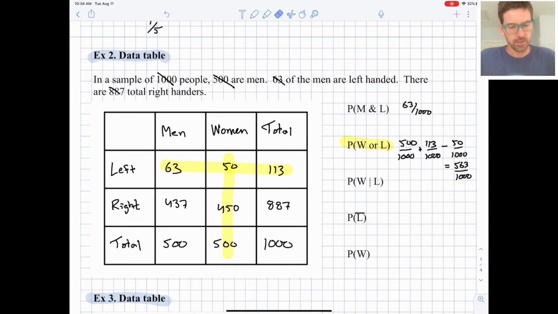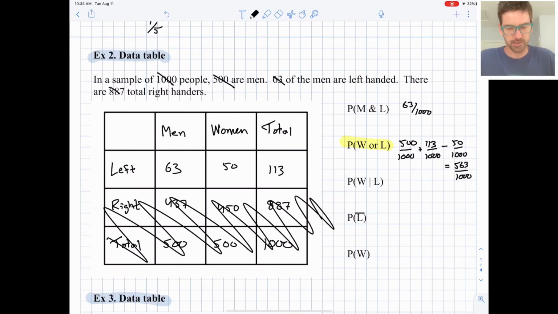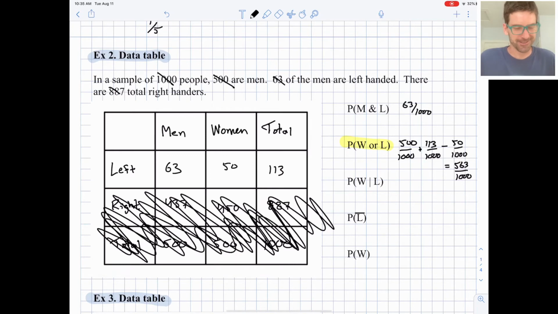Probability of women given left-handed. Okay, so I'm going to try to highlight this in a particular way. We know that we're dealing with left-handers, so we don't need to deal with any of these numbers. I'm going to cross them off. Don't cross them off on your paper because it's easy for me to erase them here, okay? So this is all going to be out of 113. How many of them are women? 50, okay? So you're really just only focusing on the left-handers.